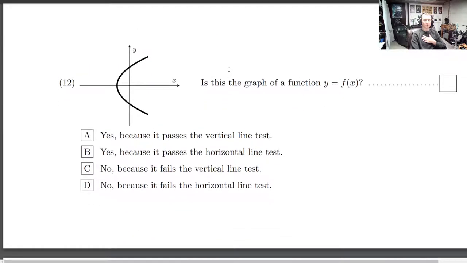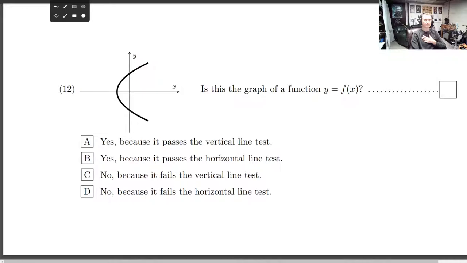Oh, perfect. Multiple choice. So we'll go ahead and do this one. Is this the graph of a function, y equals f of x? So there's a lot of different options here. They all are suggesting something about a test, a vertical or a horizontal line test.